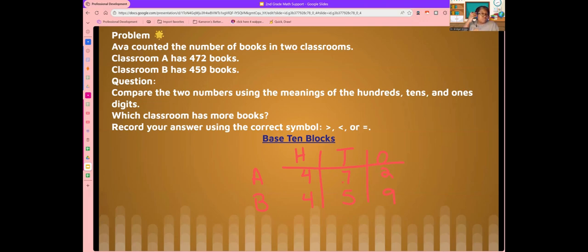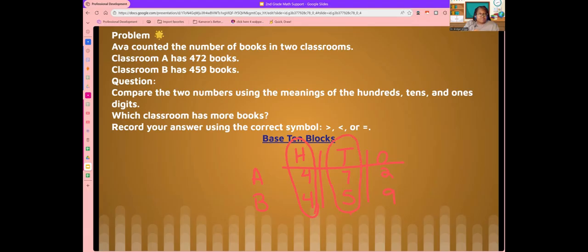So now when we are comparing numbers, we start with the highest place value, and then we go from there to see which one will be greater than, less than, or equal to. So if we look at the hundreds place, both of the 4s are exactly the same, so that doesn't quite help us with comparing. So let's look at the tens place.